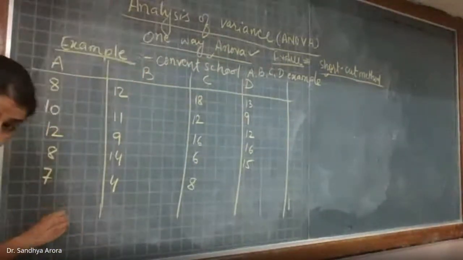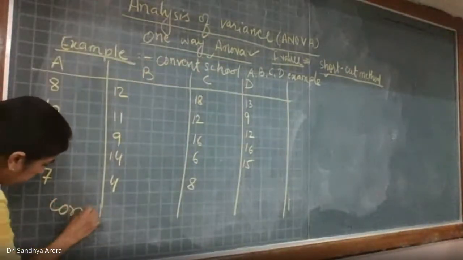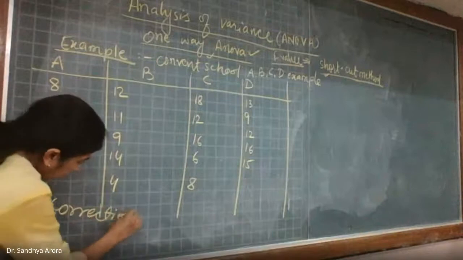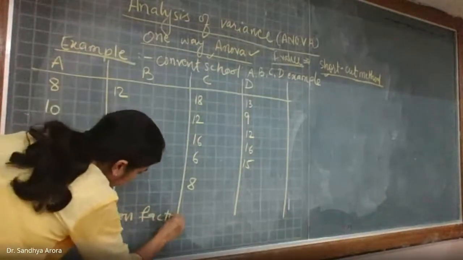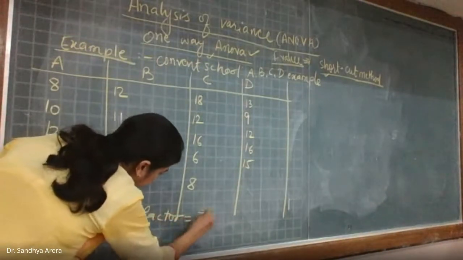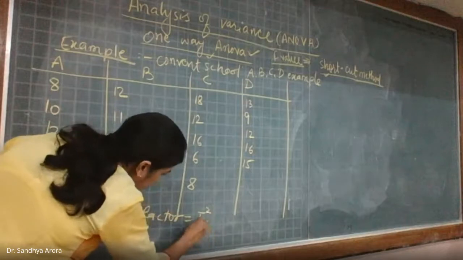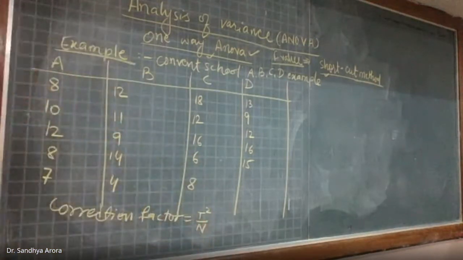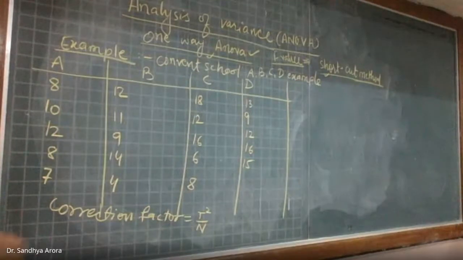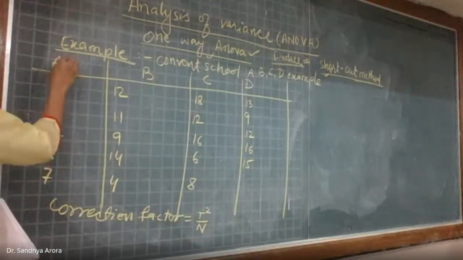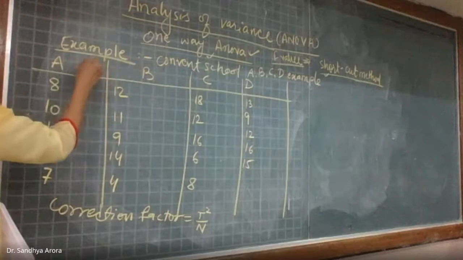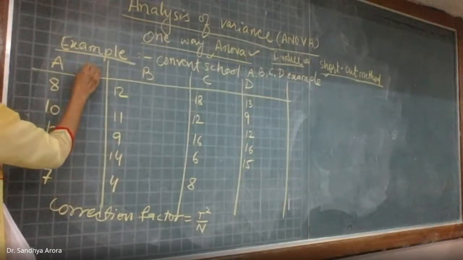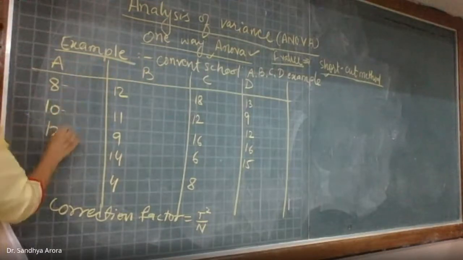You have to calculate a correction factor. That is nothing but T square upon N. I'll tell you how to calculate this correction factor. First thing, for calculating this correction factor, this is your sample A, B, C and D. You are supposed to square these samples. Square each sample.